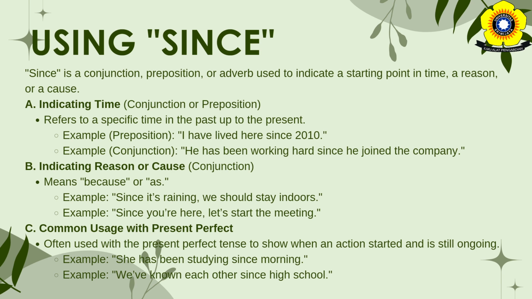Second one is indicating reason or cause. Means because or as. Example, since it's raining, we should stay indoors. Third one, common usage with present perfect. Often used with the present perfect tense to show when an action started and is still ongoing. Example, she has been studying since morning.